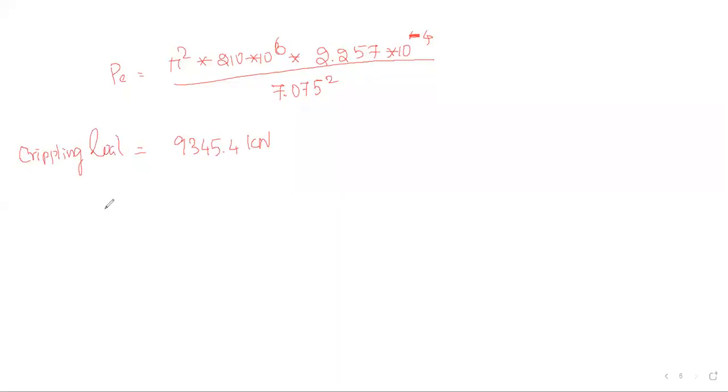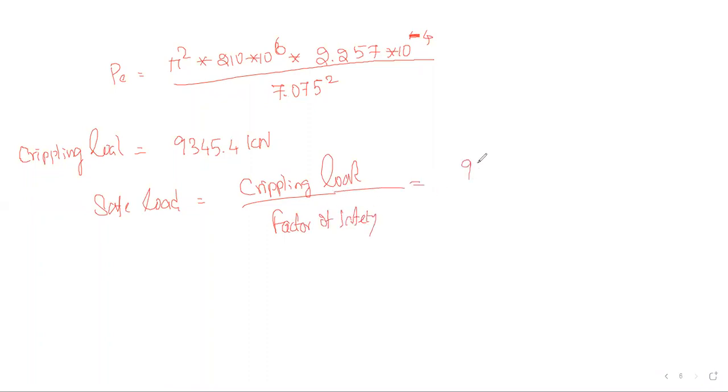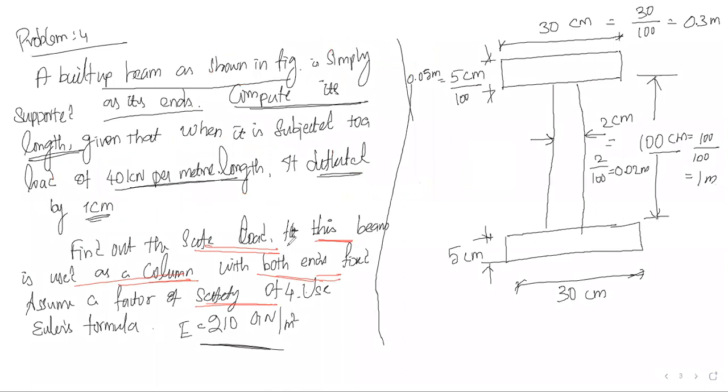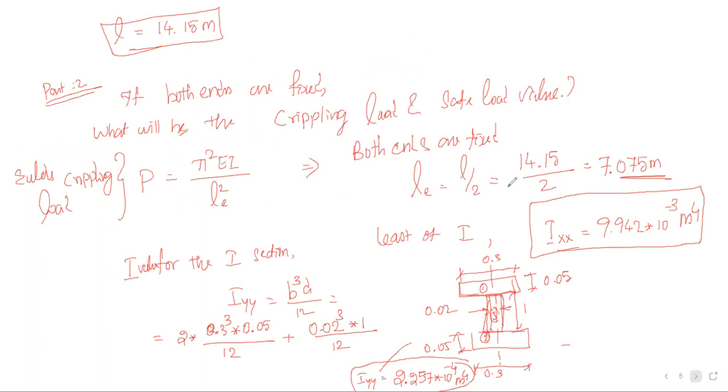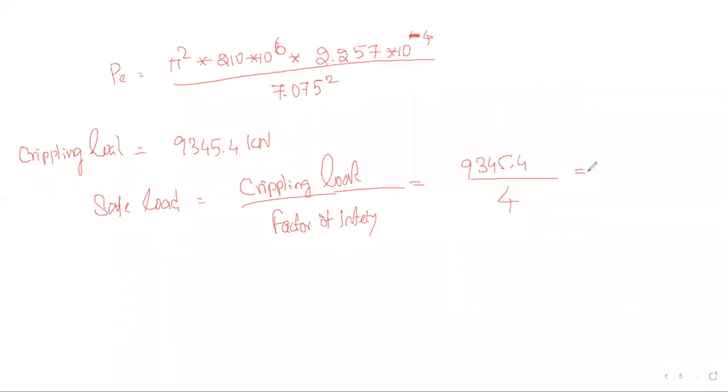Okay, now we need safe load. So safe load is nothing but crippling load divided by factor of safety. Okay, so safe load value is 9345.4 divided by factor of safety. How much they have given? 4 they have given. So divided by 4, 2336.3 kilonewton is the value of safe load.